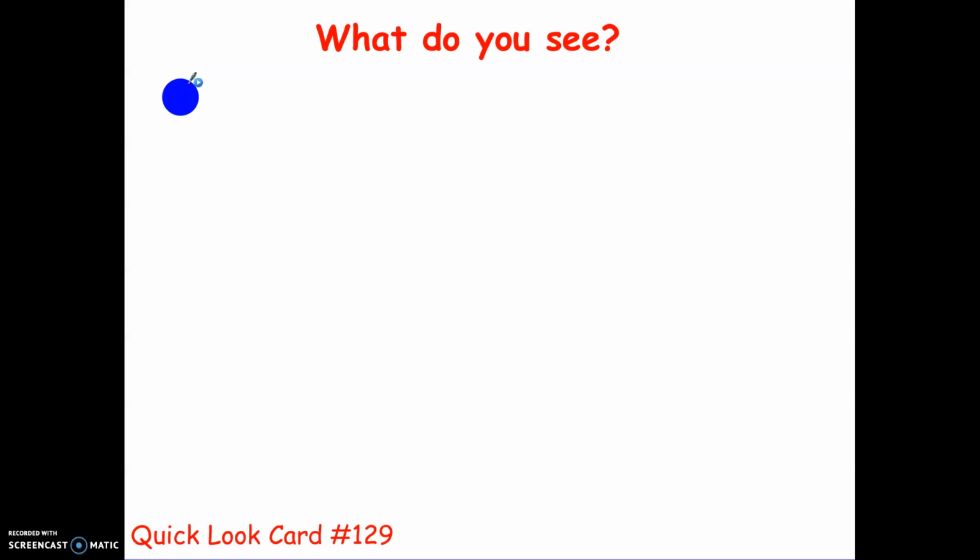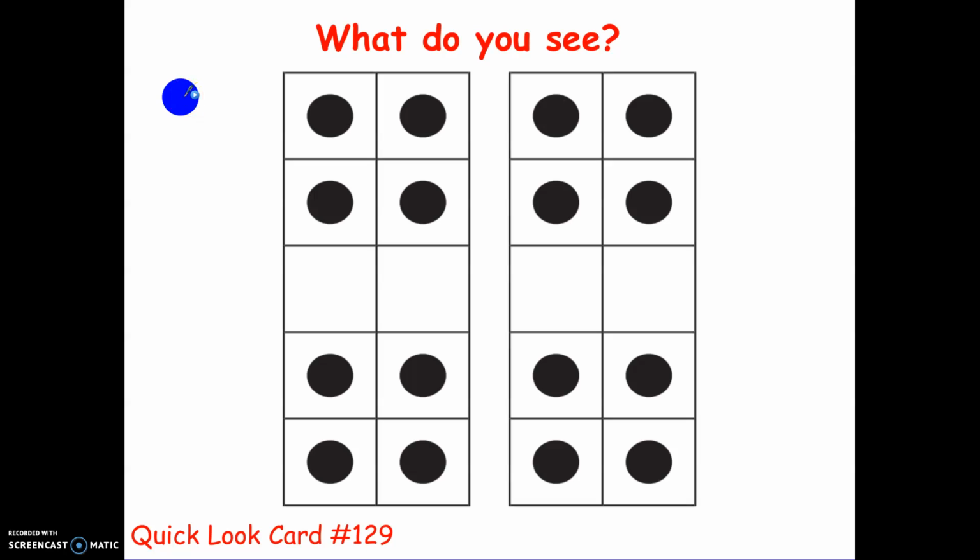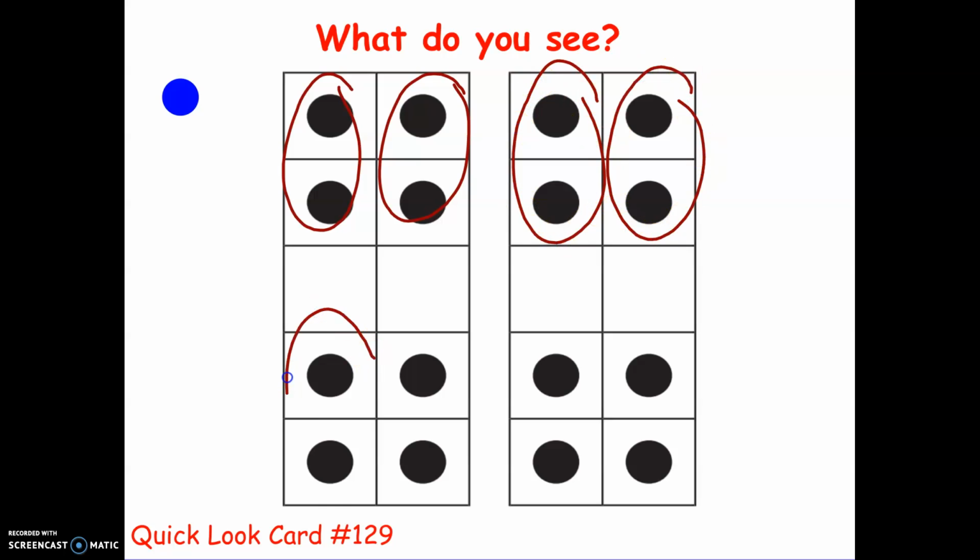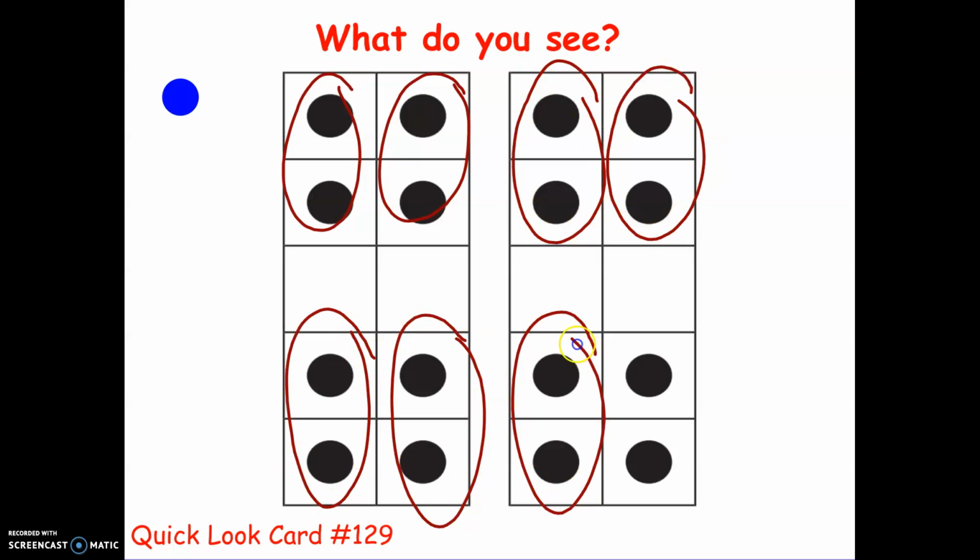You might also have seen it as, well, it's 4 groups of 4. And I know that 4 fours is 16. Maybe you even saw it as 2 and 2 and 2 and 2 and 2 and 2 and 2 and 2, and you knew that 8 groups of 2 was also 16. Lots of different ways to see 16.